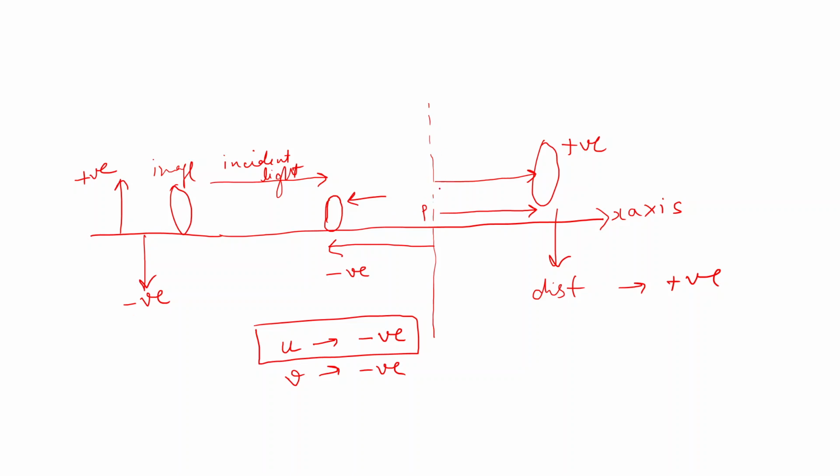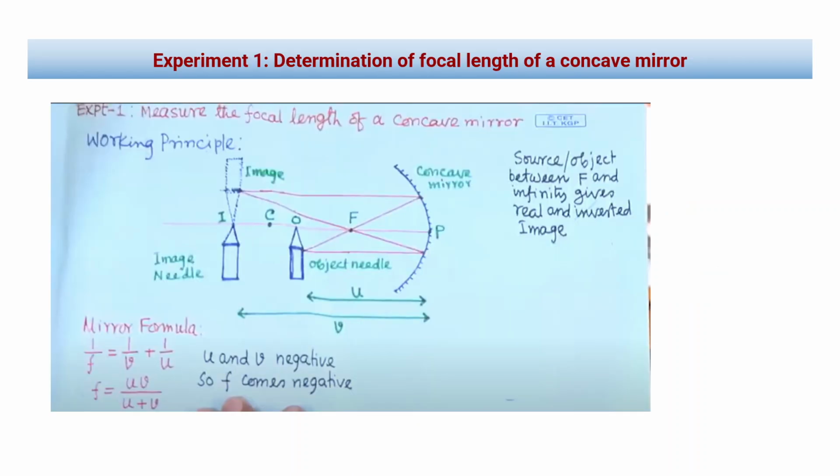rules of this sign convention, and then we'll see that depending on the kind of mirror or the kind of lens that we are using, the image will be at a different position. For some it will be on the same side, for some it will be on the other side, and thus the sign conventions will be changing. So let's first see what was the first experiment that was discussed.